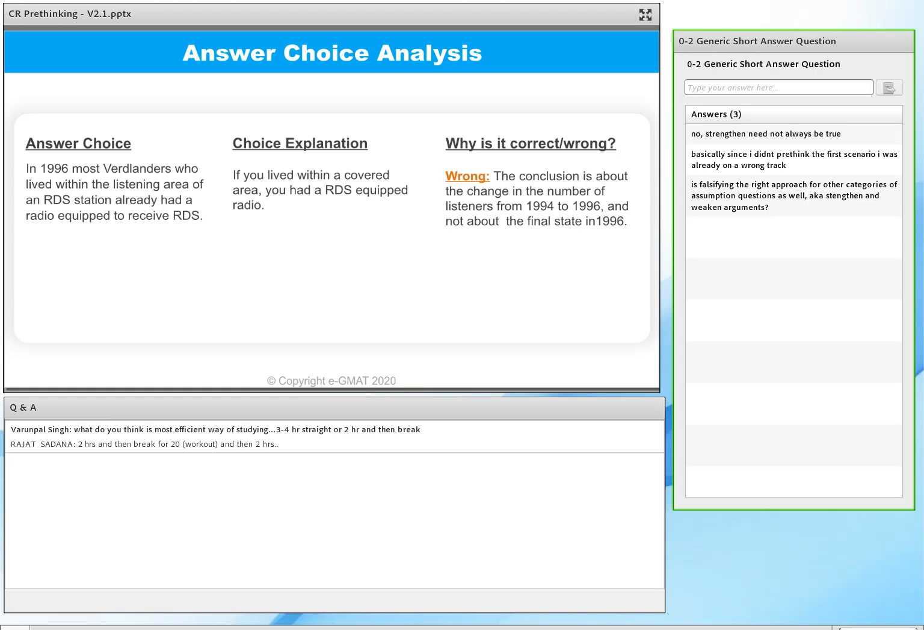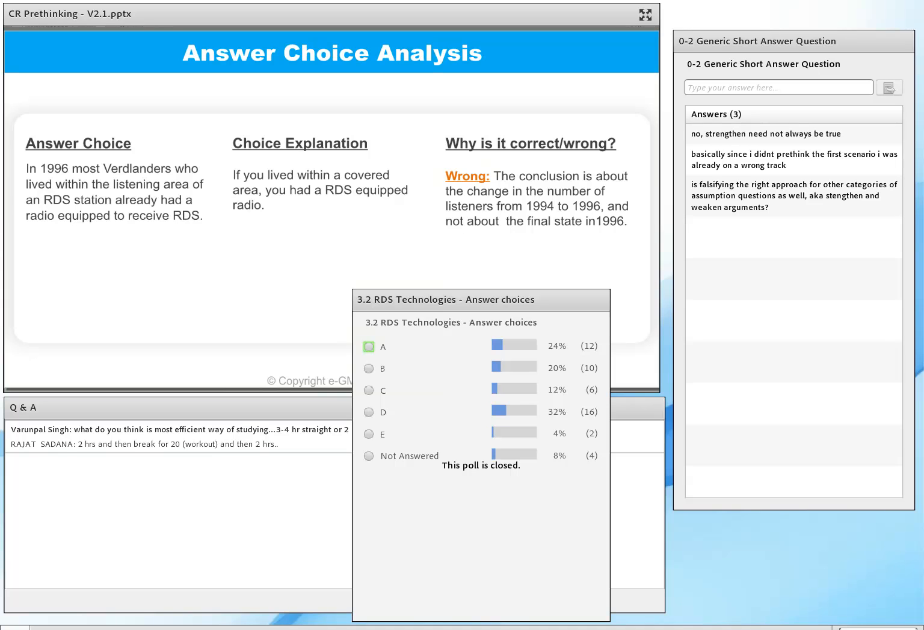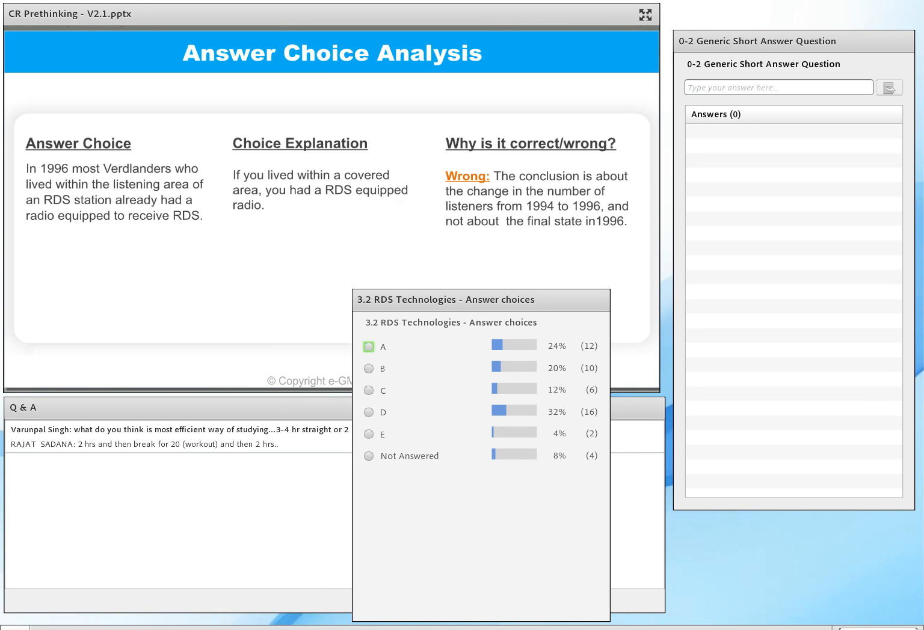Let's talk about choice B. I'm going to show who chose choice B. RDS Technologies. You guys can see the answer choice you chose. All right. Now, before I go into the explanation for choice B, can you tell me what an assumption is? The definition of an assumption?